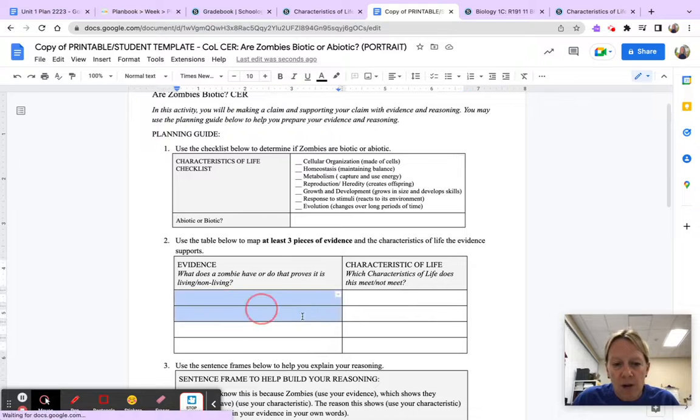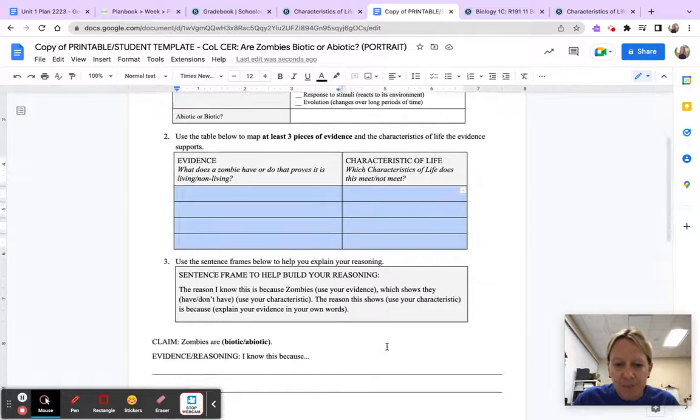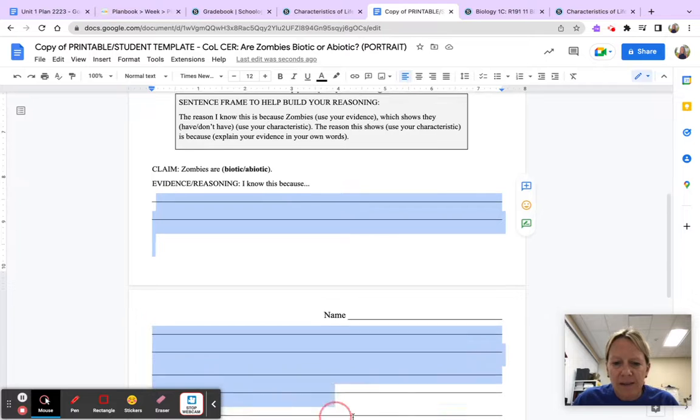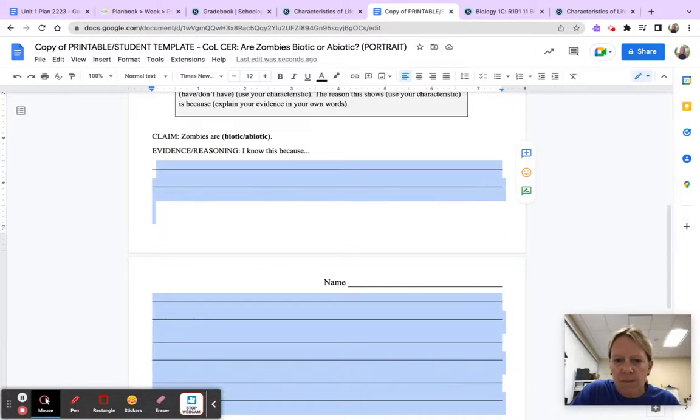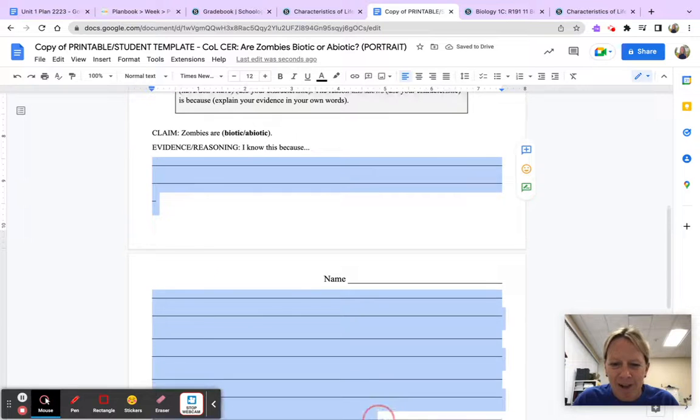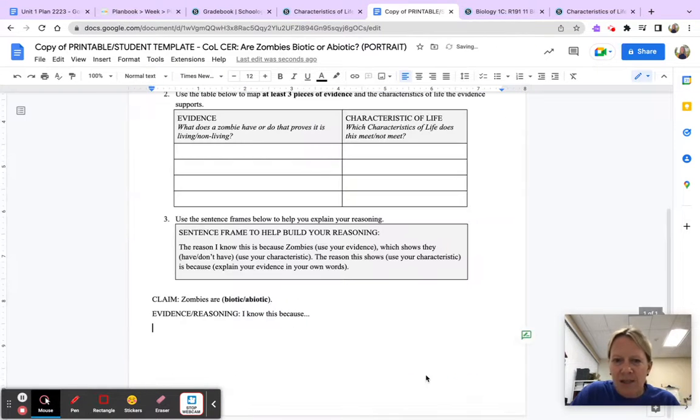This was a graphic organizer where you could brainstorm what they do or don't do and which characteristic of life that connects to. And then down here, you might want to just delete the lines, just because you're typing, you're not writing, right? So you can just delete the lines and just type a paragraph.